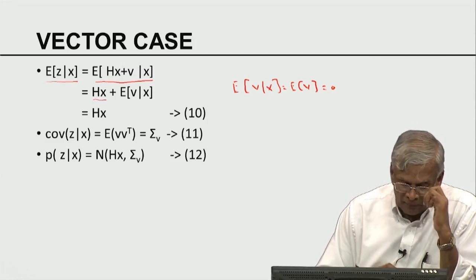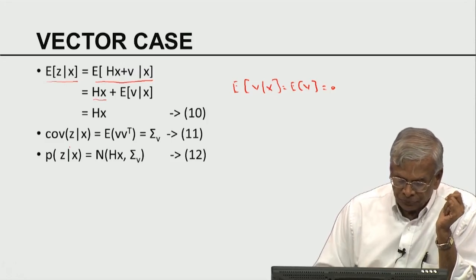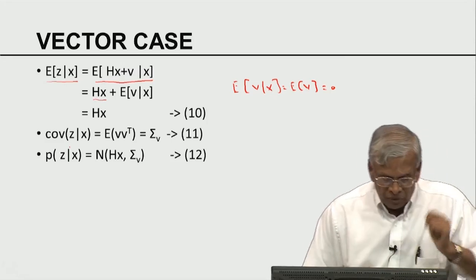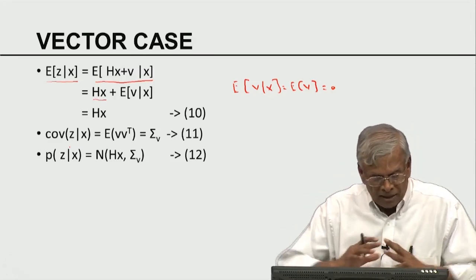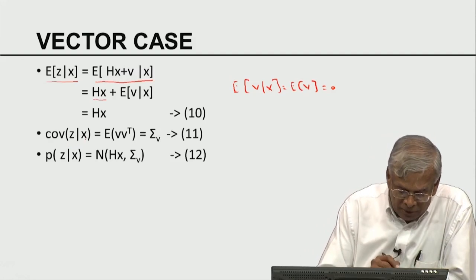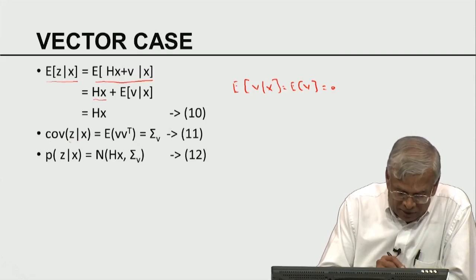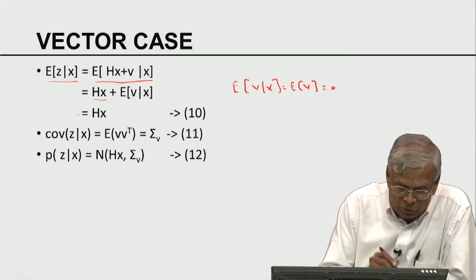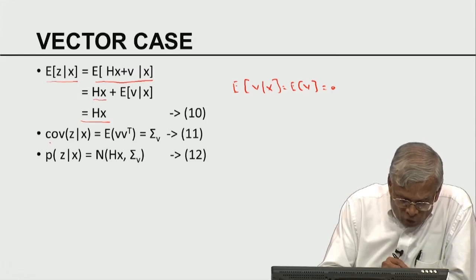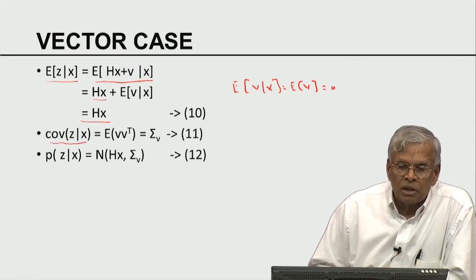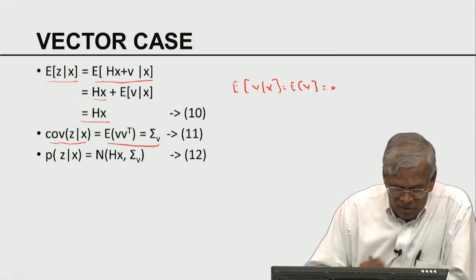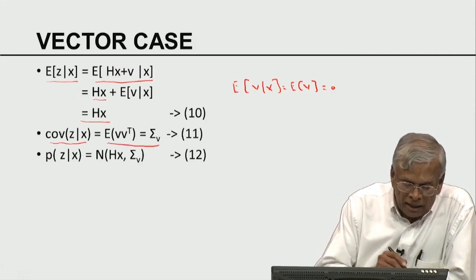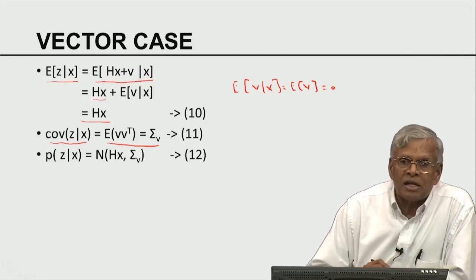The covariance of Z given X is sigma_V, because from Z you must subtract h of X. That's why the conditional expectation of Z given X is h of X. The conditional covariance of Z given X is equal to sigma_V. Therefore, I have the conditional mean, I have the conditional covariance.